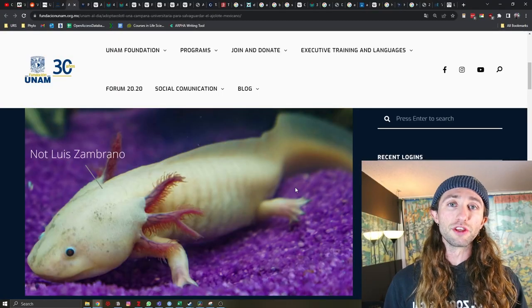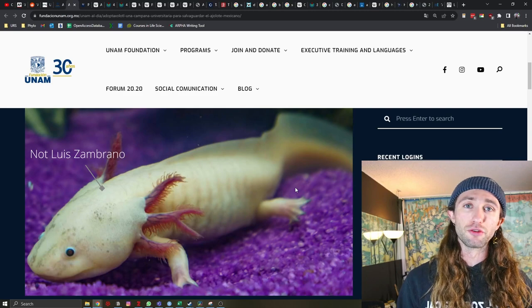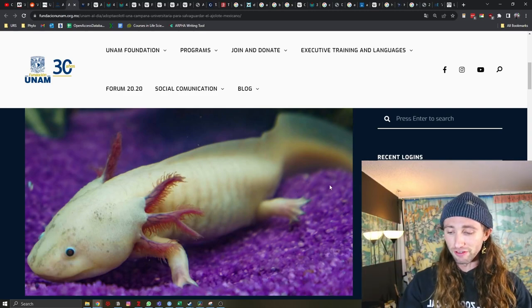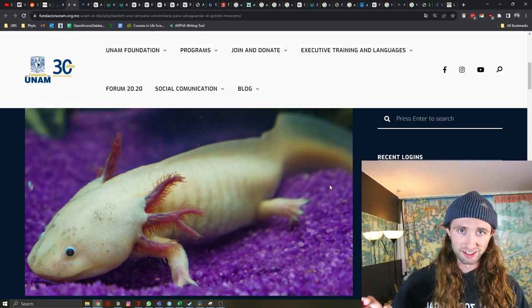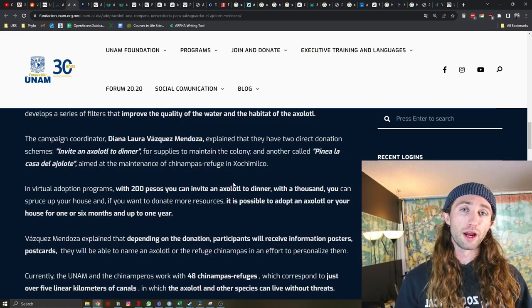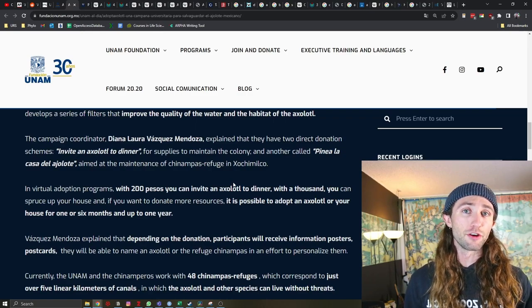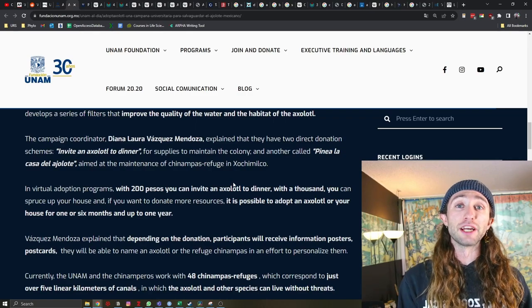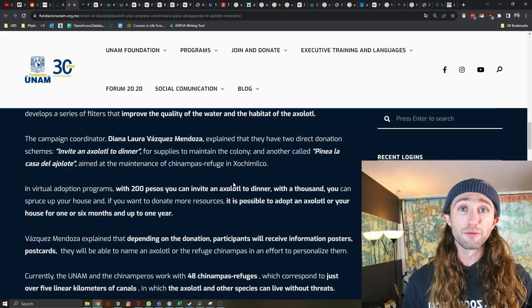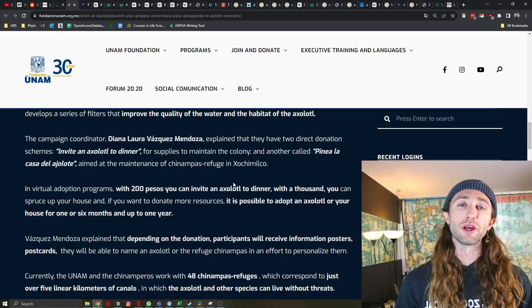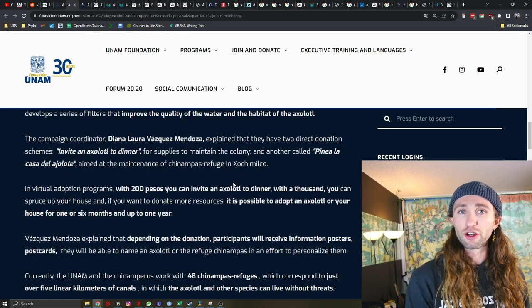And in fact, we already mentioned one of those people. Luis Zambrano from the National Autonomous University of Mexico has announced a new fundraising campaign called AdoptAxolotl. This fundraising campaign acquires donations for the axolotls directly for around 200 pesos, which is around $10 US. You can buy dinner for an axolotl for 1,000 pesos, $50 US. You can actually spruce up their homes, and at larger donations, you can virtually adopt an axolotl for 6 months or a year.